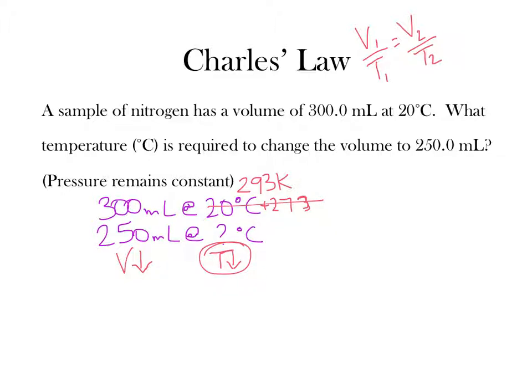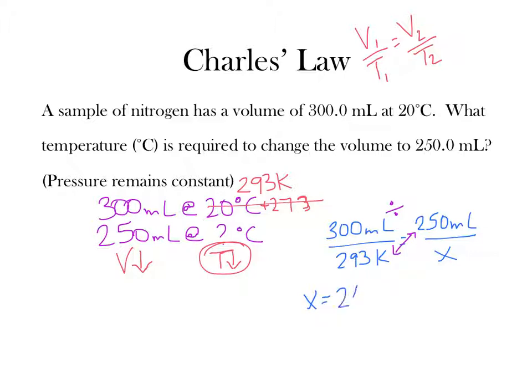V1 over T1 is equal to V2 over T2. And in this case, we're going to cross multiply and divide, which means multiply the numbers that are across from each other and divide by what's left. So that's 293 times 250 divided by 300. And you end up with x is equal to 244.2 Kelvin. Here's the problem.